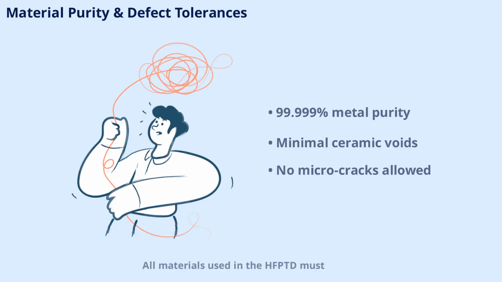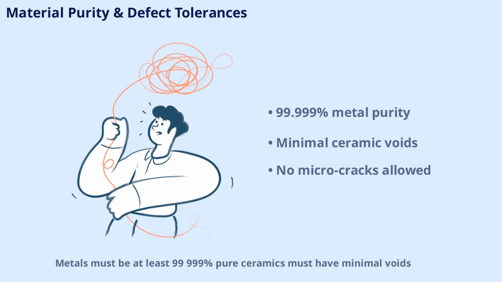All materials used in the HFPTD must meet stringent purity and defect tolerance standards. Metals must be at least 99.999% pure. Ceramics must have minimal voids, and metamaterial layers must maintain uniformity within 0.5%. No microcracks or EM active inclusions are permitted, ensuring the longevity and reliability of the craft.